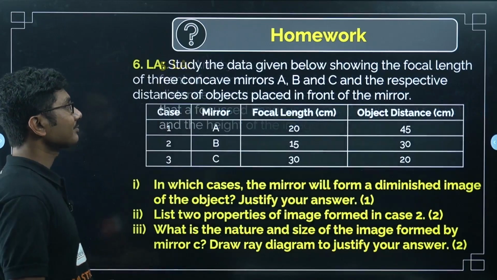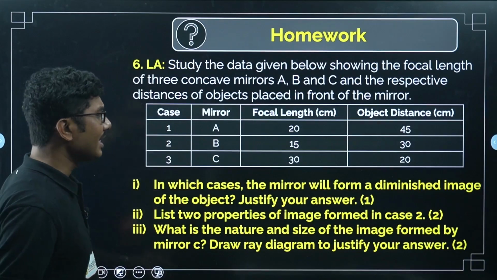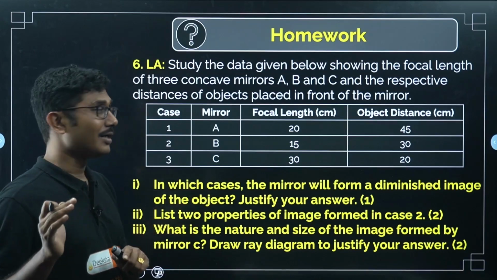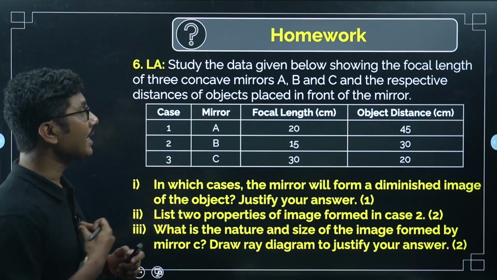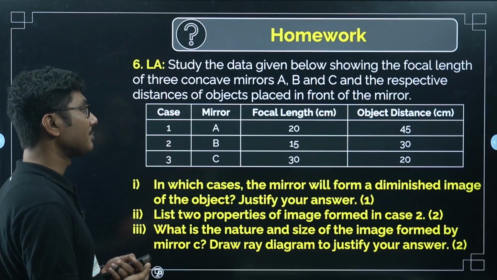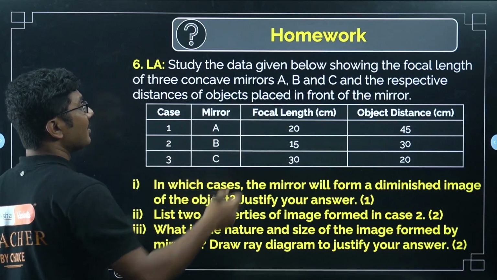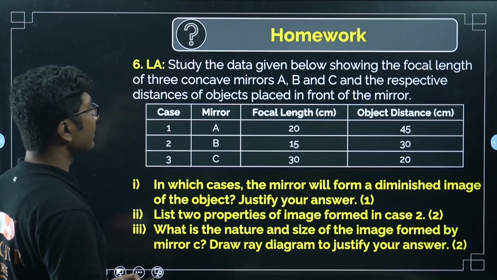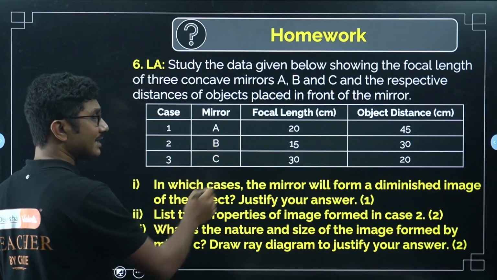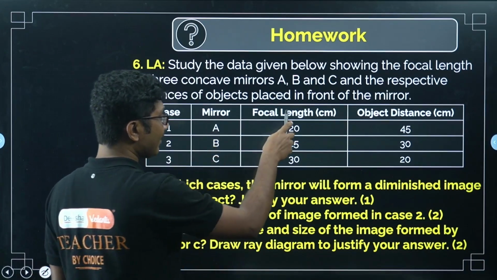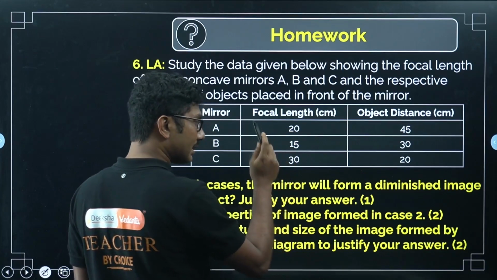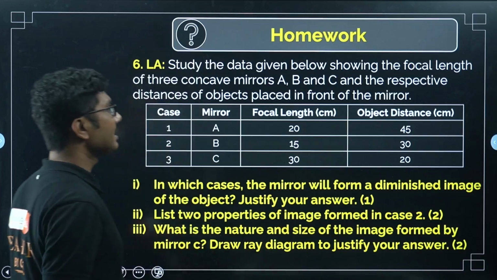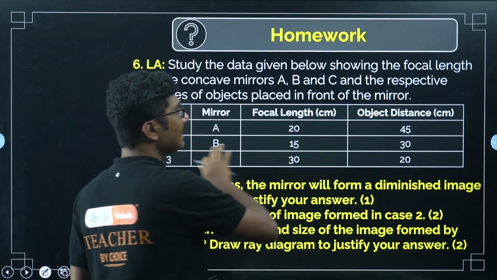Now this is a very interesting long question. I will explain this question to you. This is a very good question, close to my heart, from your previous year question paper. Study the data given below showing the focal length of 3 concave mirrors. So 3 concave mirrors, mirror A, B and C are given. Focal lengths are given as 20 centimeter, 15 centimeter, 30 centimeter, and for all the cases the object distances are also given. So these are the given information.